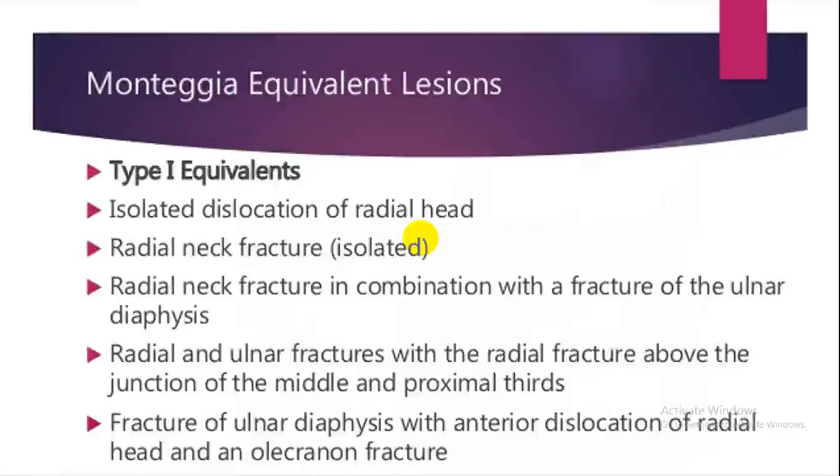The variant, or equivalent lesion to Monteggia, is commonly similar to type 1. The lesion, as we mentioned, has a similar mechanism of injury, similar X-ray, and a similar line of treatment. We have isolated fracture of the radial head, isolated fracture of the neck, radial neck fracture in combination with ulnar diaphysis fracture, radial and ulnar fracture, and fracture of the ulnar diaphysis with anterior dislocation of the radial head and the cranial fracture.